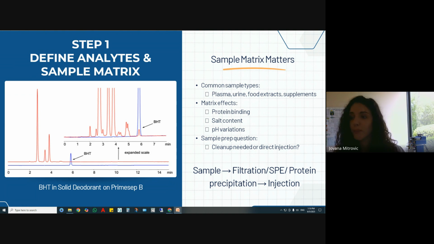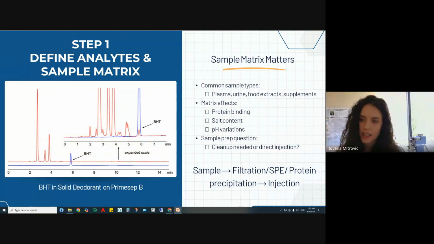For example, plasma often contains proteins that can bind your analyte or interfere with the column performance. That's why we need to consider matrix effect. Complex matrices can cause issues like peak tailing, unexpected retention time shifts, or even column clogging. And this usually happens because salts, proteins, or other co-extracted compounds can interact with the stationary phase or change the mobile phase ionic strength. So we have to consider sample preparation.